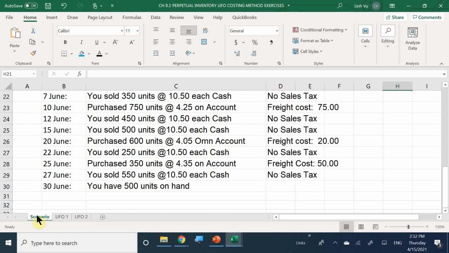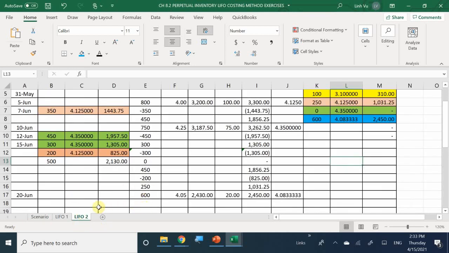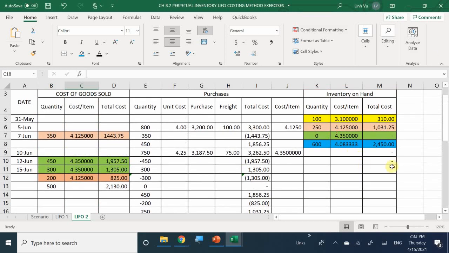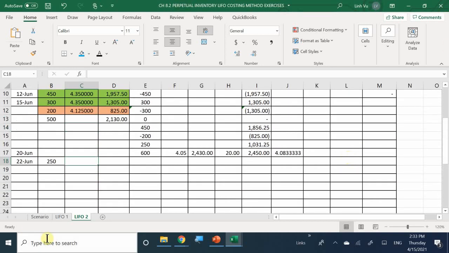So let's see what has happened next on June 22nd. We're almost done, guys. June 22nd. What happened? We sold 250. Okay. Find the next empty space. It is now June 22nd. We sold 250. All right, let's look at our batches. Which one are we going to take out from first? The blue batch. Okay, so boom, 250. So we're going to take this from the blue batch.